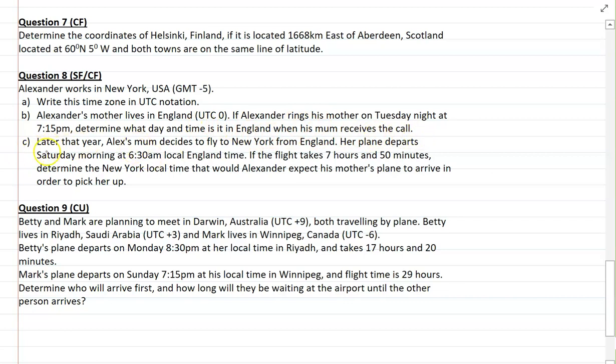In Part C, later that year, Alex's mum decides to fly to New York from England. Her plane departs Saturday morning at 6:30 local England time. So we need to take into account the flight time of 7 hours and 50 minutes, and then work out what time Alex would expect his mother's plane to arrive to pick up his mum. Okay, so this question is all about time differences. Let's see how you go. So press pause and give it a crack.